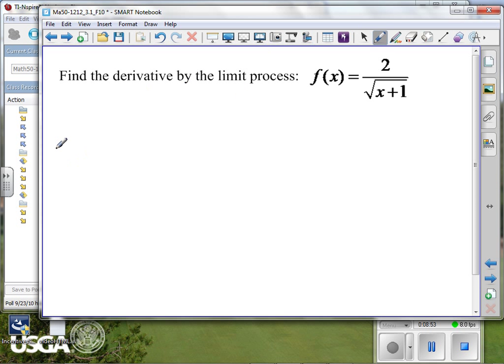Okay, so let's go through this. We're going to look at the derivative, so f prime of x.